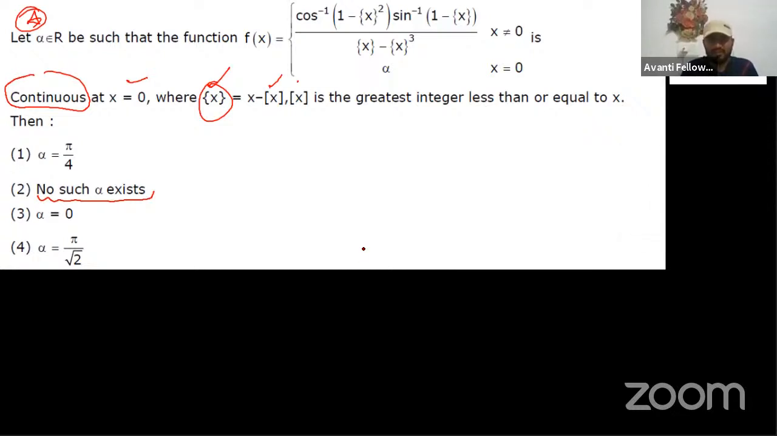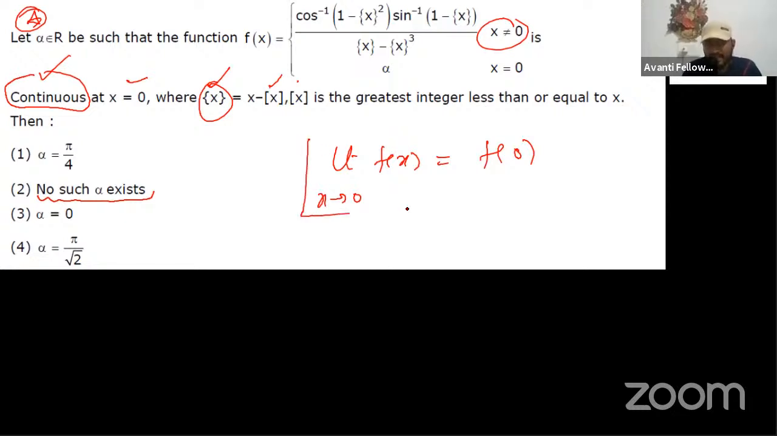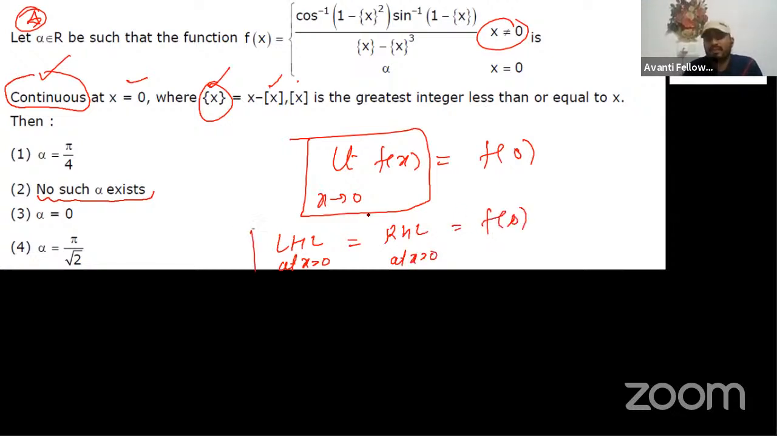So first of all, let me tell you a small story. This function, they are saying the function is continuous. Continuous means that the limit x tending to 0 of f of x should be equal to the function value at x is equal to 0. Yes or no? And this limit I can split into two parts: the left hand limit at x is equal to 0 should be equal to the right hand limit at x is equal to 0 should be equal to f of 0. Yes or no?